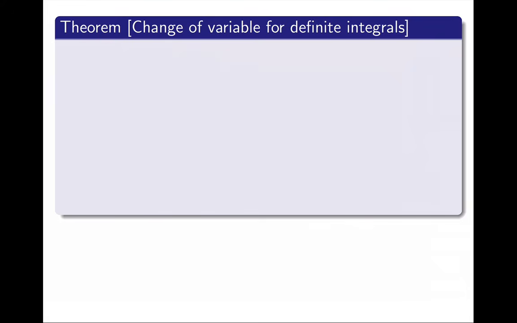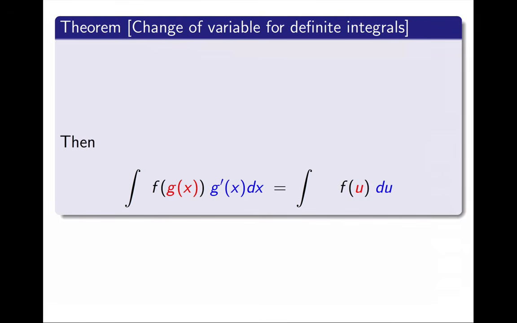To finish the video, let's write this up in the form of a nice little theorem. I am going to call it the change of variables for definite integrals. Or if you prefer, the substitution rule for definite integrals or the backwards chain rule for definite integrals. Here is the substitution rule for indefinite integrals that we had already justified. When it is a definite integral instead, we also need to make sure to change the ends of integration.